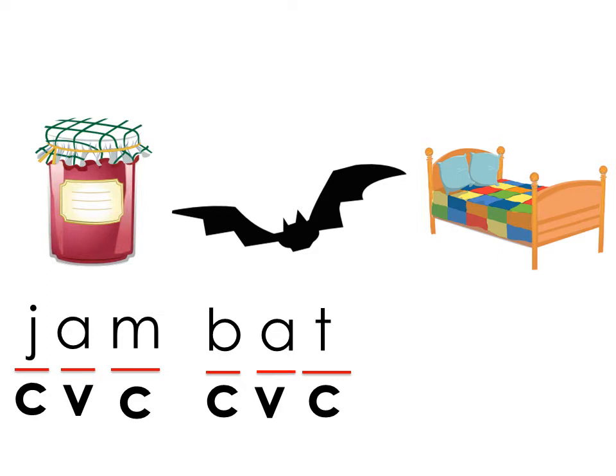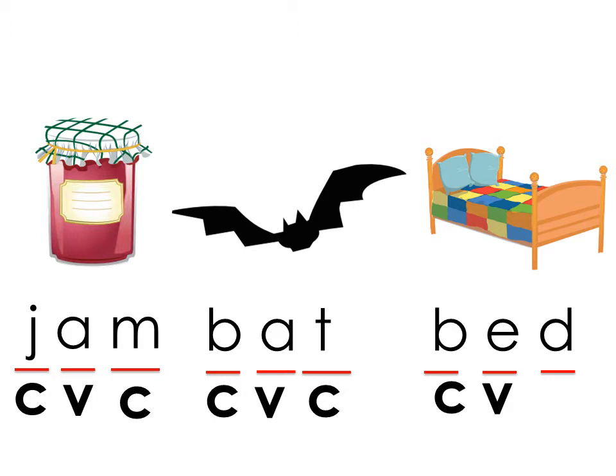And now the last one. What is that picture? That one is an example of a bed. Now letter B, it's consonant. Letter E, vowel. And letter D, it's a consonant. So these are examples of CVC pattern. As you can see, there are only 3 letters, and the first one is consonant, then followed by a vowel, then consonant.